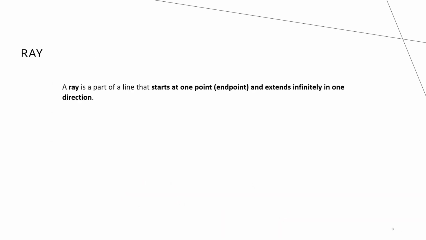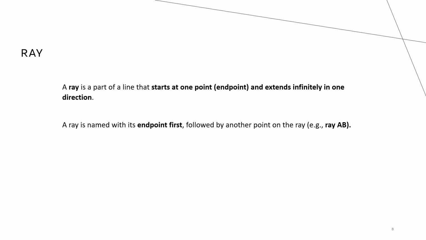A ray is a part of a line that starts at one point and extends infinitely in one direction. A ray is named with its endpoint first, followed by another point on the ray, for example, ray AB. This is the symbol we use to describe a ray.